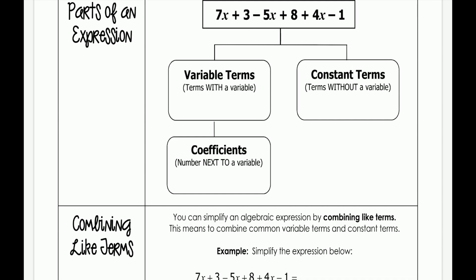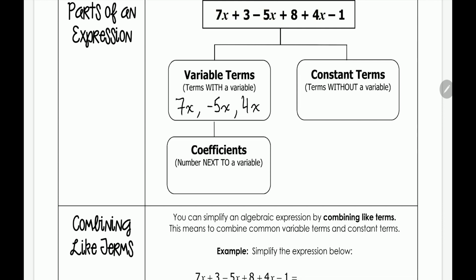And let's talk about what it means to have variable terms. That means that we have terms with a variable, or the ones that have letters. Those are going to be the 7x, the negative 5x, and the 4x. We're going to write those down underneath where it says variable terms. So we have the 7x, the negative 5x, and the 4x.